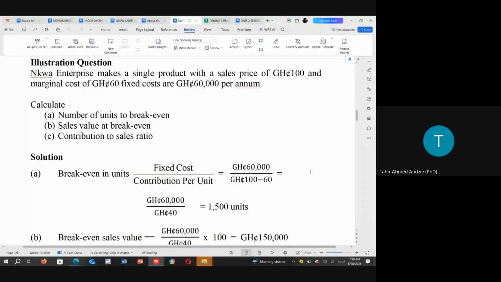Do that on one side, and then bring in your break-even formula, fixed cost over contribution per unit. The question becomes fixed cost, which is 60,000, divided by 40 cedis, and that gives you 1,500. You can also calculate it yourself and see.